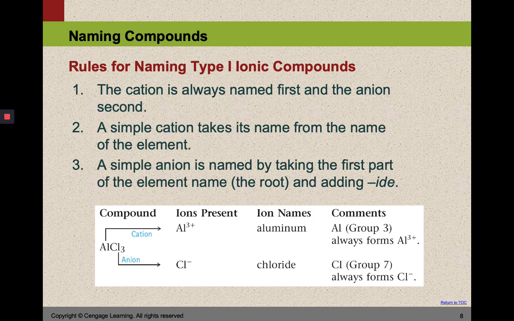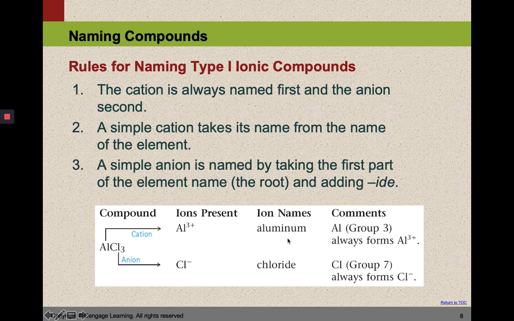Okay, so for example, AlCl3. Okay, Al forms the Al3+ ion, but since this is our metal, we just call it by its element's name. So that's aluminum. Okay, so Al from group 3 always forms Al3+. And then if you have the chloride ion, Cl-, if it bonds with a metal, then the Cl from group 7 always forms Cl- as an ion.